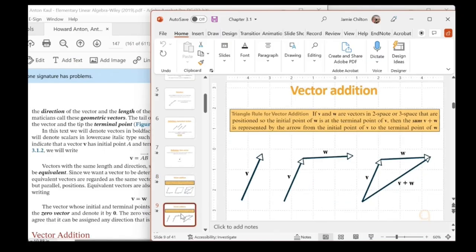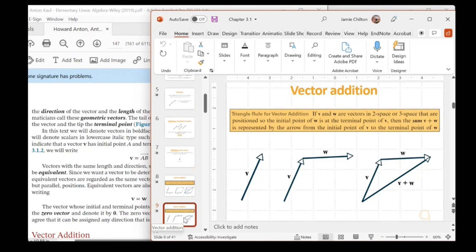Let's see what else we've got. There's also the triangle method. Have any of you done this as well? Yeah, okay. Here you're going tip to tip. You have V here, then another vector W that you want to add to it. You put the initial point of W at the terminal point of V, and W extends out. Then to get your sum, you start from the initial point of V and go to the terminal point of W, and you get your sum V plus W.